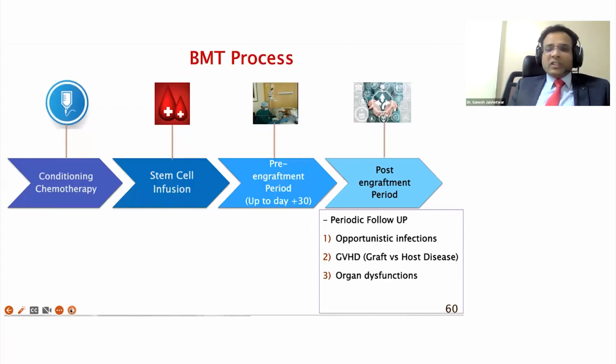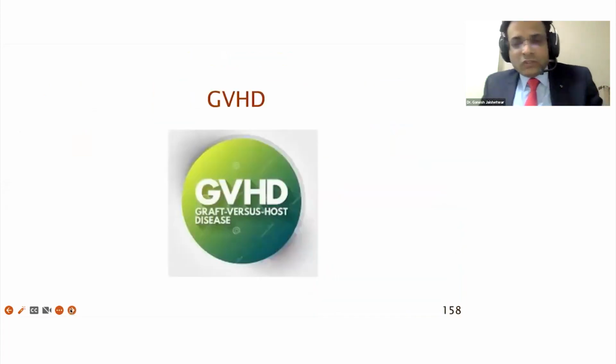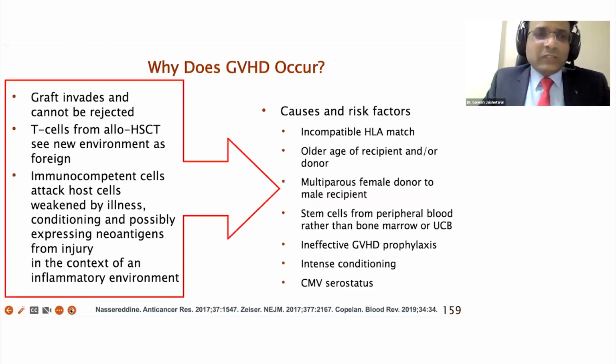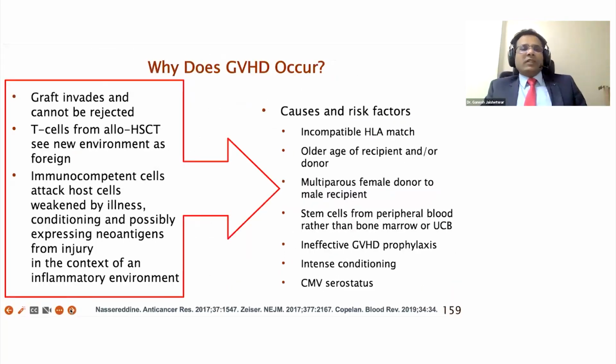So organ dysfunctions either because of chemotherapy or post-transplant. And in malignant indications, there is always a threat of disease relapse. So just brief about GVHD. Why does GVHD occur? Because of the incompatible or non-tolerant T cells from the donor.